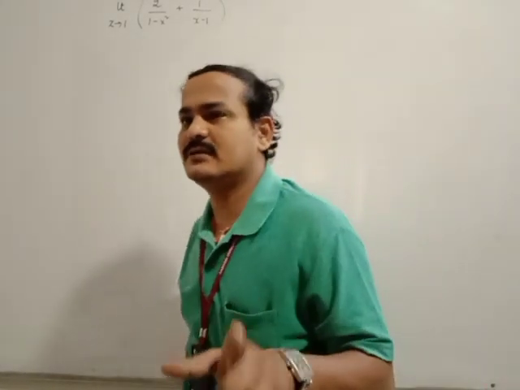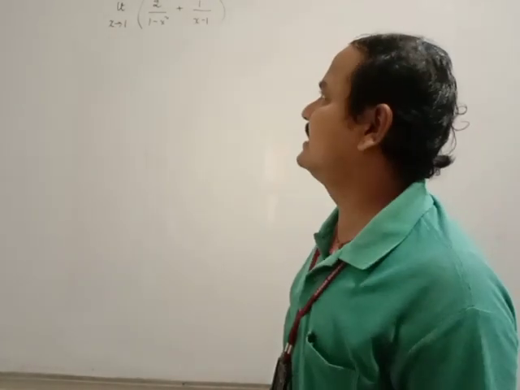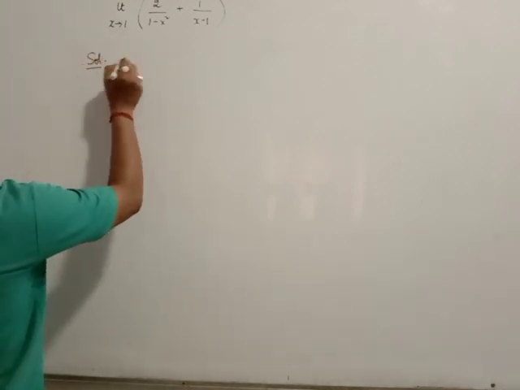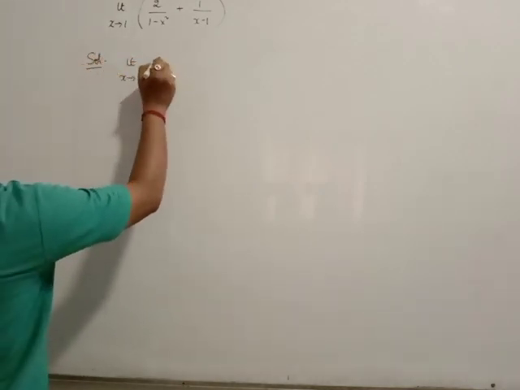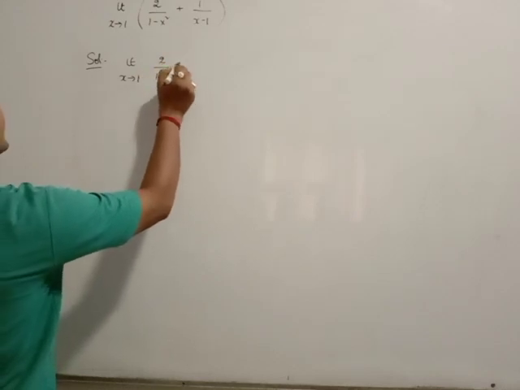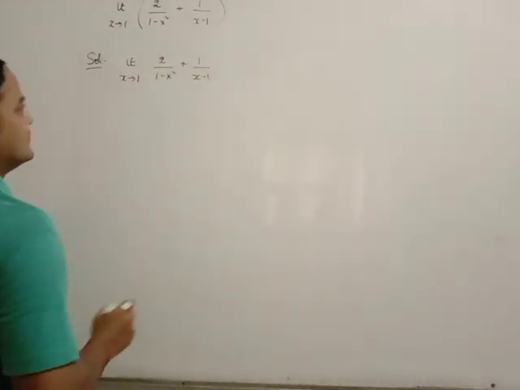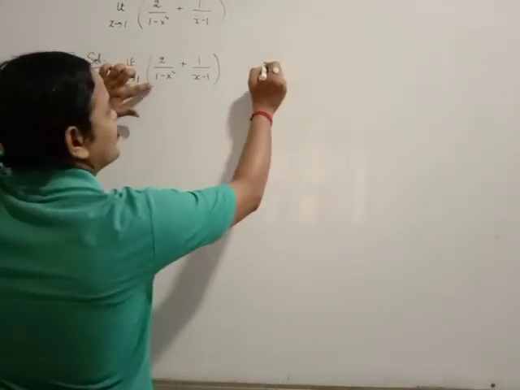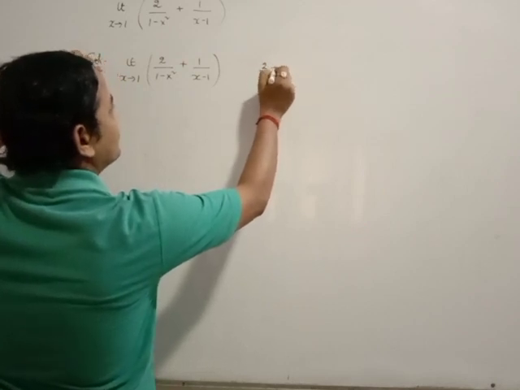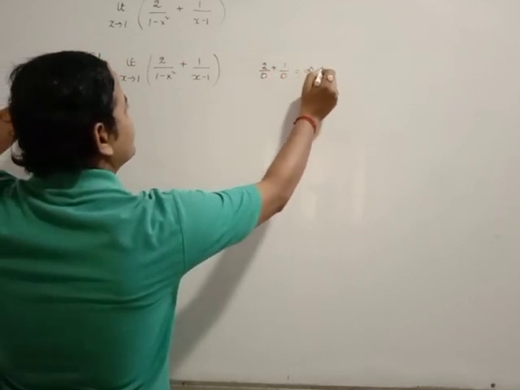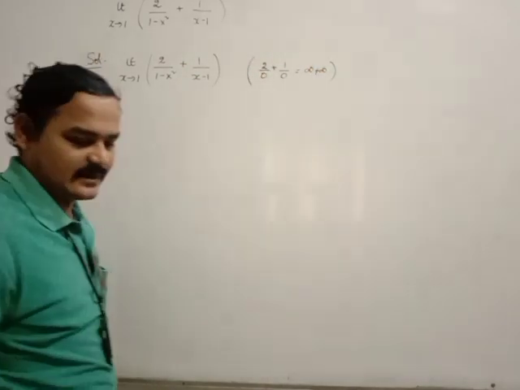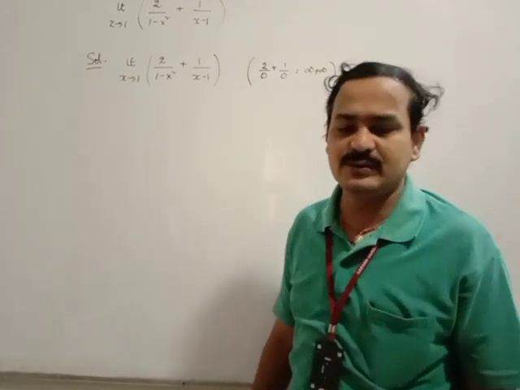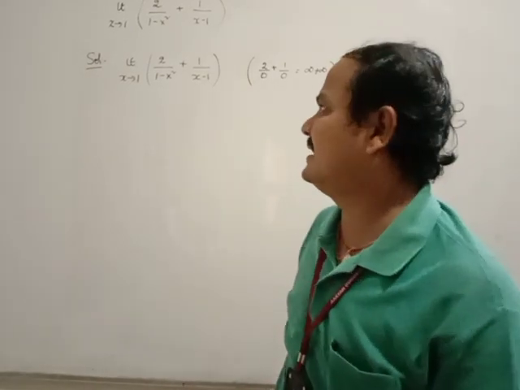First, what you need to do? Go directly for the substitution. Write down the question again. What is given? Limit x tends to 1, 2 by 1 minus x square plus 1 by x minus 1. Go for the direct substitution. What happened? It is 2 by 1 minus 1, that means 2 by 0 plus 1 by 0, that is infinity plus infinity. It is also an indeterminate form. So you must use some other method to simplify it.